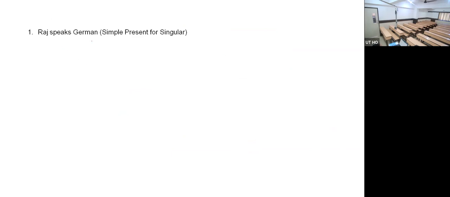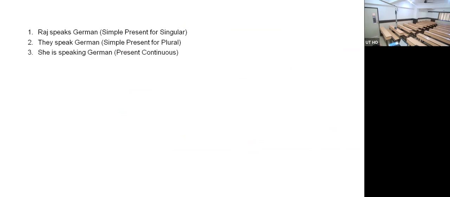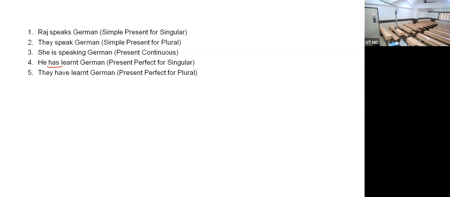So Raj speaks German. This is simple present tense. Now they speak German, simple present tense for plural. She is speaking. That will be the present continuous. She has learned, present perfect for singular. It comes in has learned. They have learned. That's present perfect for plural.